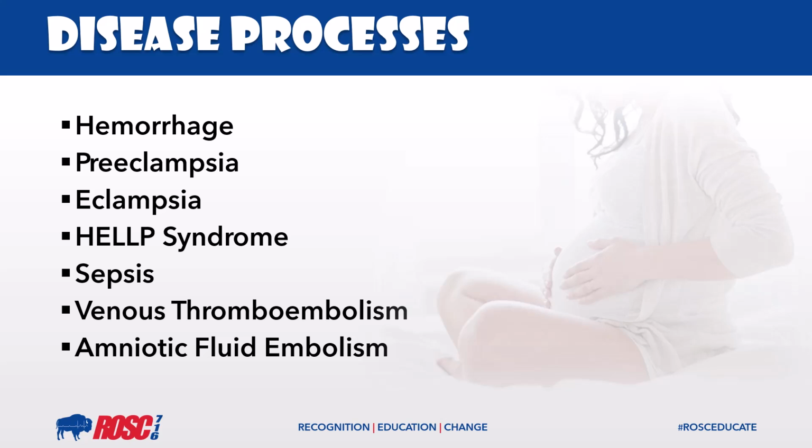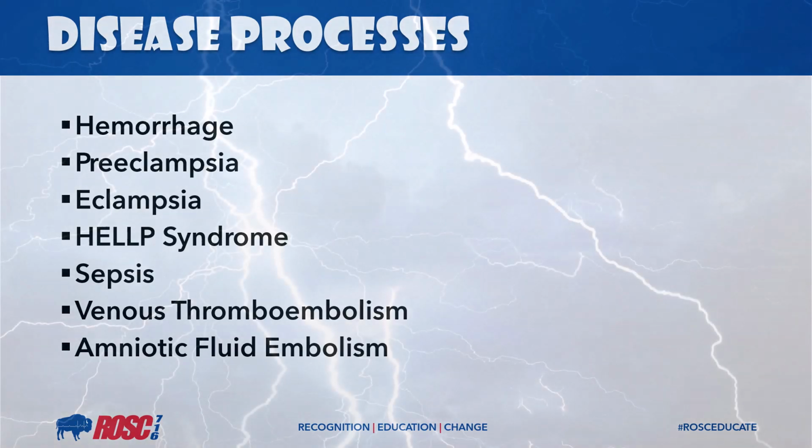So now let's move on to the disease processes. We're going to cover hemorrhage, preeclampsia, eclampsia, HELLP syndrome, sepsis, venous thromboembolism, and amniotic fluid embolism. And this will really be a lightning round discussion where I only superficially discuss the pathophysiology, diagnosis, and treatment of these different disease processes. These discussions will function as the first building blocks improving depth of knowledge, and it can be built on at a future time.